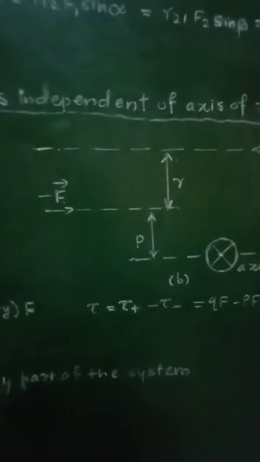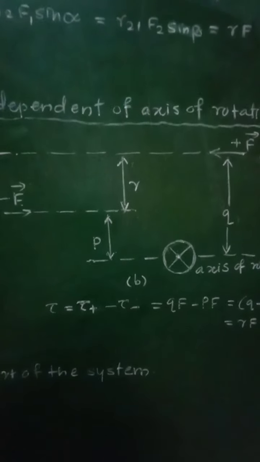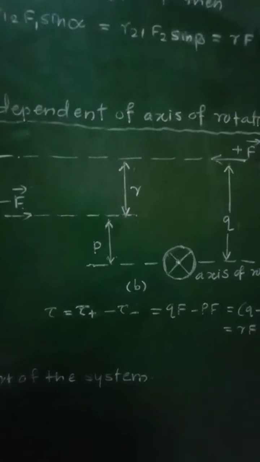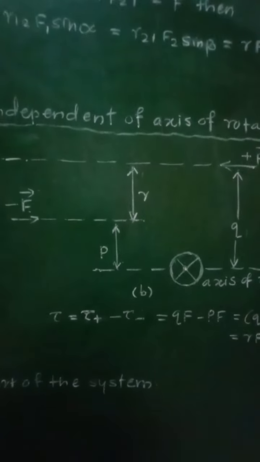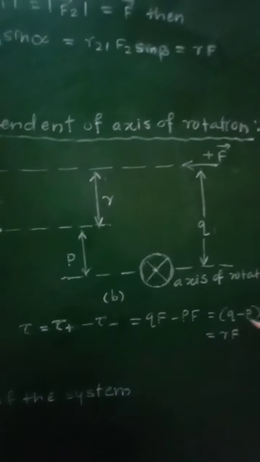Now let us consider the second figure B. Again for the same sheet, the axis of rotation is now changed such that the perpendicular distances between the axis of rotation and the forces are now different.